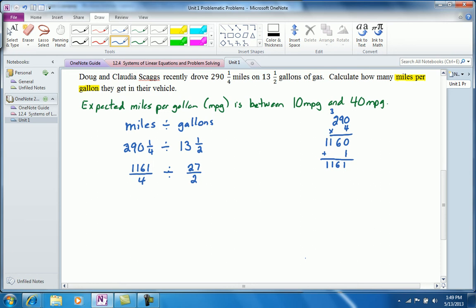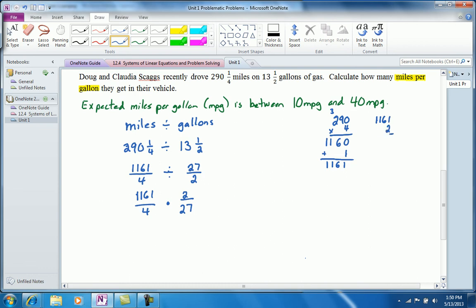Now that I have them in terms of improper fractions, I remember that division is really multiplication by the reciprocal, so this will become 1161 over 4 times 2 over 27, the reciprocal. Let's continue with our multiplication. I need to do 1,161 times 2.